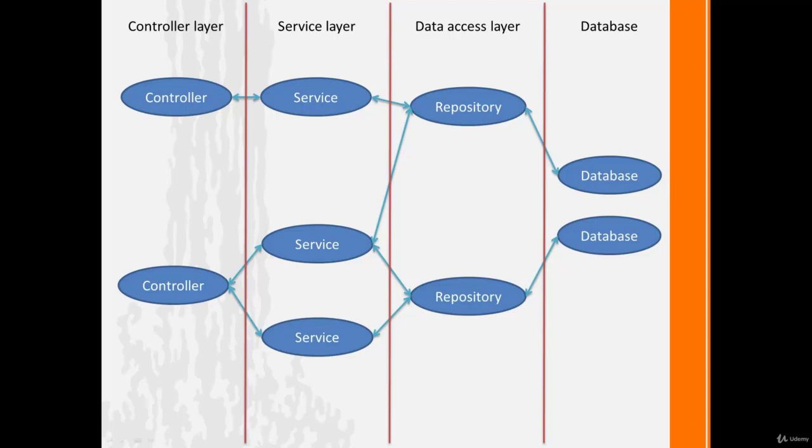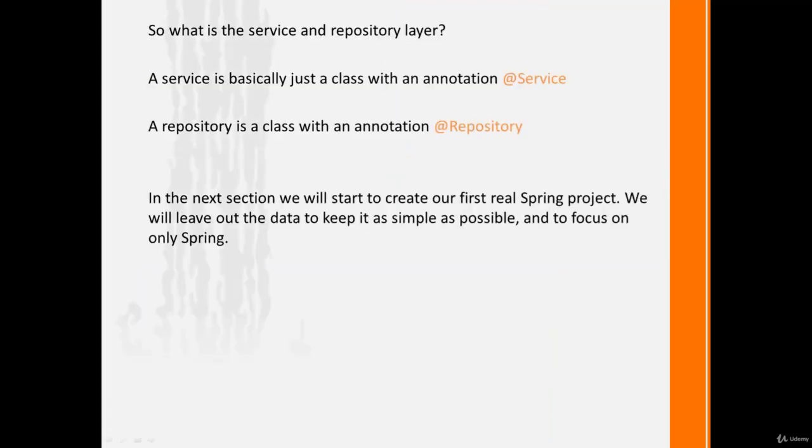So what is all this repository and service? Because as I told you, I would do a very hands-on approach. So let's take the last slide here. Well, so what is the service and repository layer? Basically, it is a class. A service is just a class. So just a normal conventional class you create, and then you annotate it with something called @Service. Then Spring would know that this is a service layer.